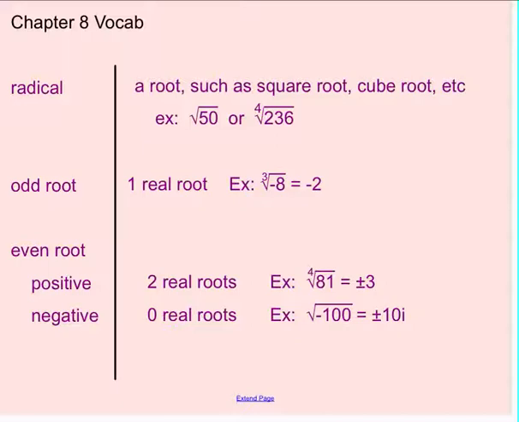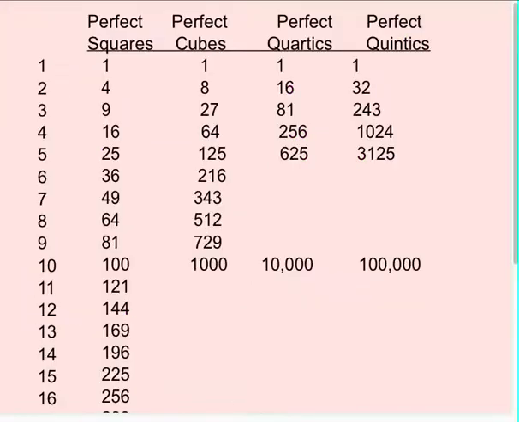With even roots, there's 2 options. You either get 2 real roots, fourth root of 81 is positive 3 and negative 3, or you have 0 real roots if you try to take the square root or an even root of a negative number. You'll get imaginary roots. So here's this chart.